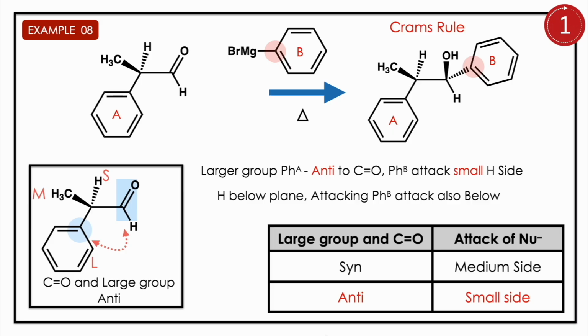The relationship between the large group and carbonyl is anti. So according to the table, large group and carbonyl anti means small side attack. Here the small side is hydrogen, so the attack is also from the hydrogen side. Hydrogen is below the plane, so phenyl is also below the plane. You have the final product, which is phenyl below, OH above the plane. The concept you have to learn here is that you should not worry about the molecule; stick with the fundamentals and identify the final product.